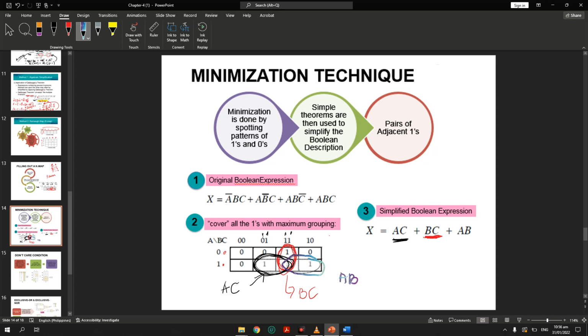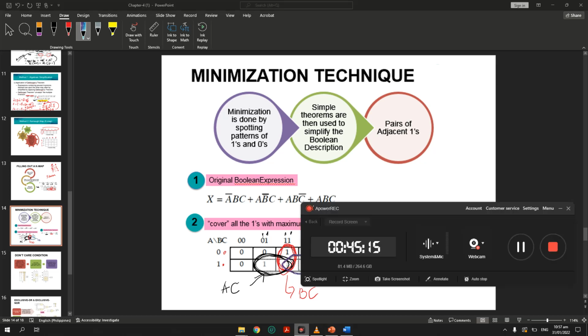So we have AB. So this one is for AB. That's why we have the term AB here. So the simplified Boolean expression for this term is AC plus BC plus AB. So that is how we simplified the term using our Karnaugh map.